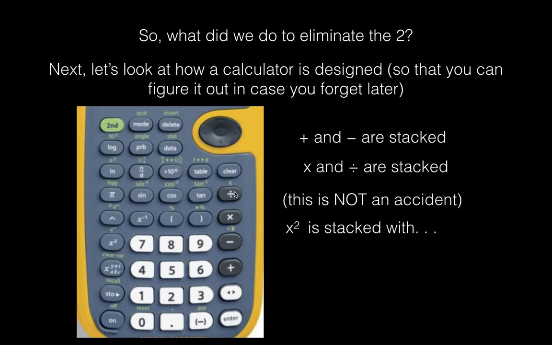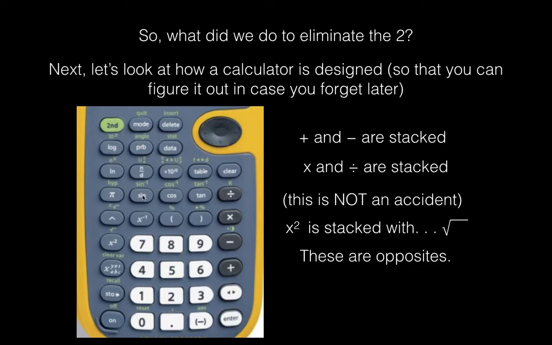The reason these are stacked as actual buttons is because plus, minus, times, divided by are actual functions that are pretty popular. X squared is not stacked with the button above it. It is the green portion above it. It is stacked with square root. So the reason these two are stacked up the way they are is because they're opposites.